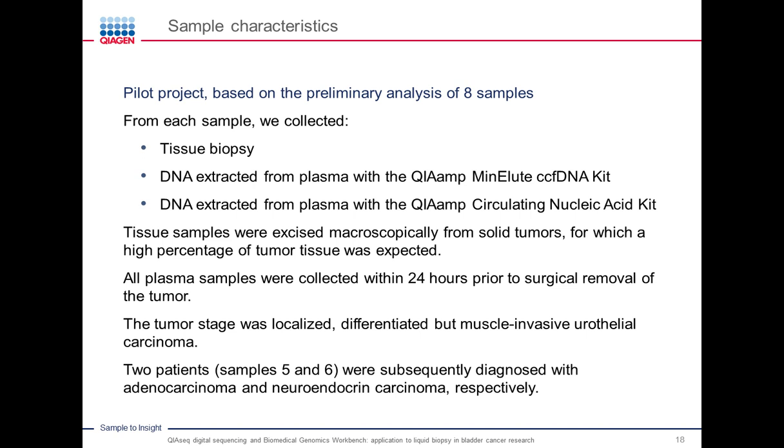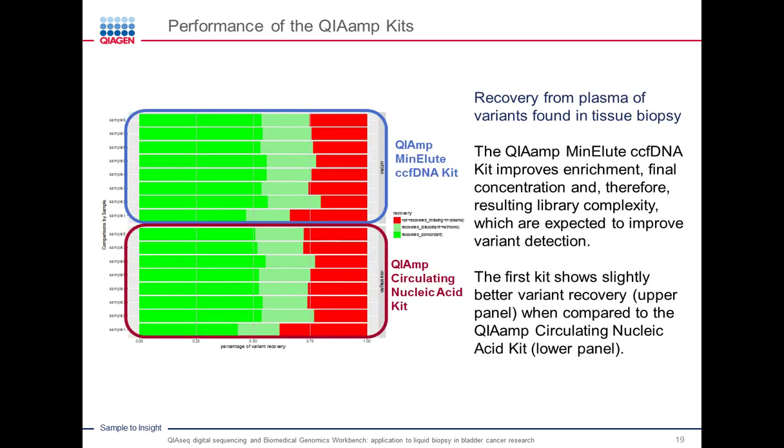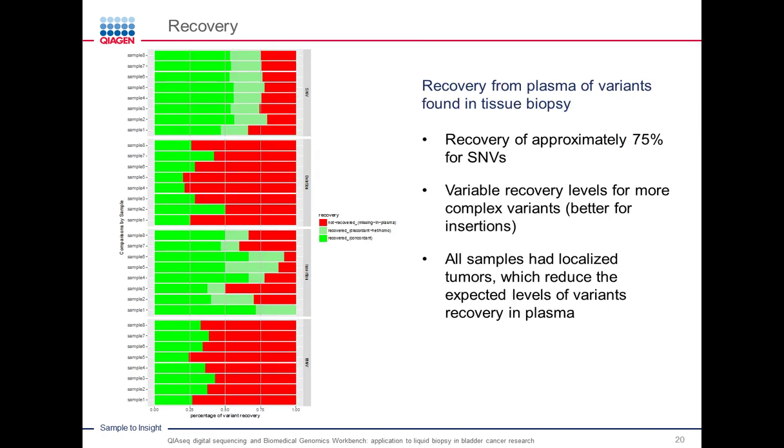So the 2 kits perform quite similarly when we look at the recovery, and therefore we decided to go on with the newest kit, the MiniElute, which is specifically designed to better target low frequency variants. And in these plots, we consider this measure that we called recovery, which is the percentage of how many variants that have been detected in the tissue can also be detected in the plasma data.